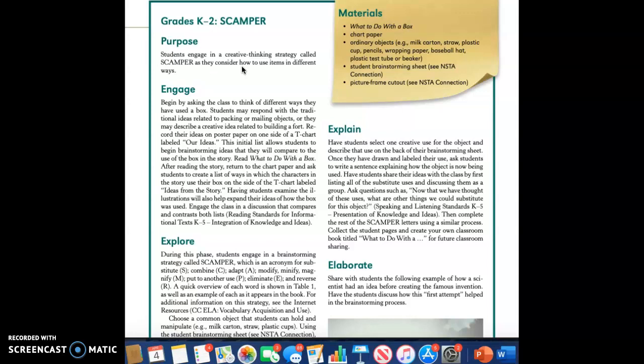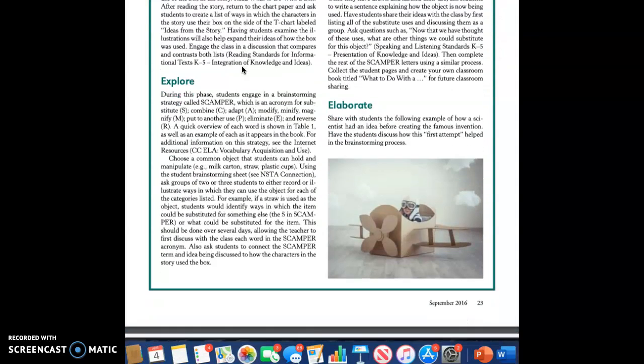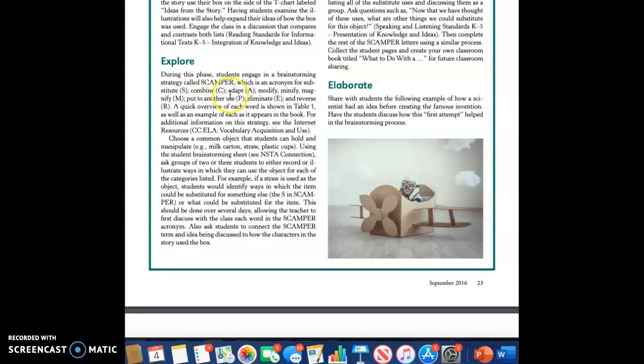So for the explore portion, we're going to explore the acronym for Scamper. The S is for substitute, the C is for combine, A is for adapt, M is for modify, P is for put to another use, E is to eliminate, and the R is for reverse.